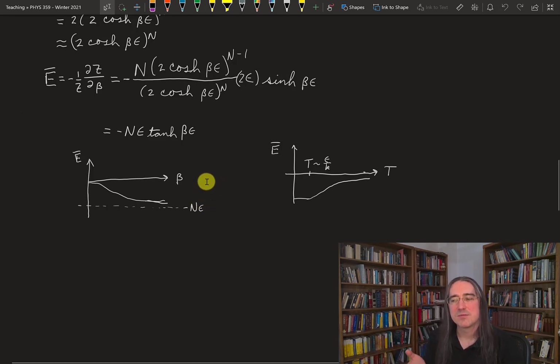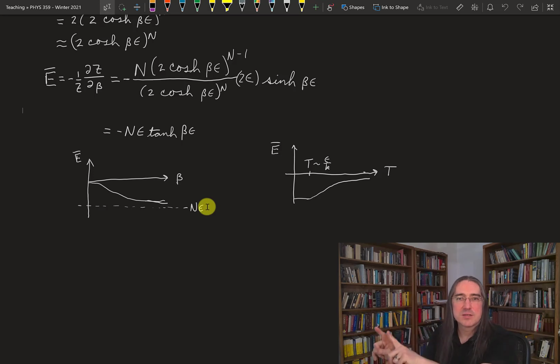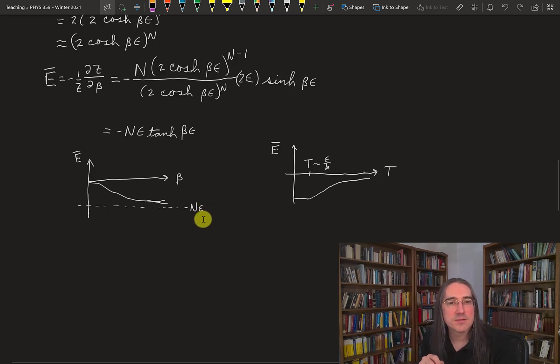Okay, let's think about this physically. The energy is due to the interactions, and in particular, if two spins are aligned, that reduces their energy by epsilon. If we're asymptoting to minus n times epsilon, that means every one of those interactions is reducing the energy by epsilon, which is to say the material is magnetized. So as we take beta to infinity, temperature goes to 0 and the material magnetizes.